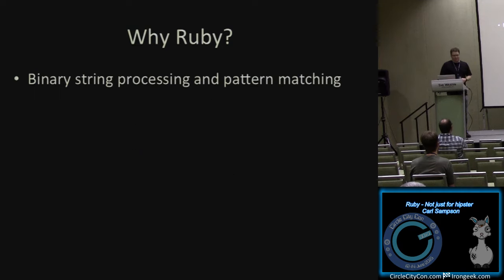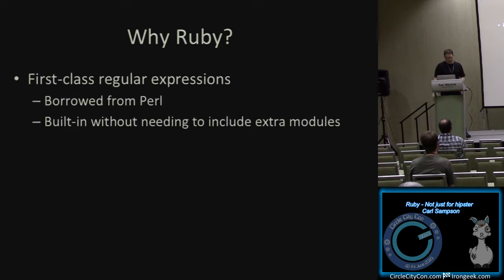Ruby's also very strong at binary string processing and pattern matching. Typically a lot of security testing involves creating binary things, sending them over a socket, fuzzing, and seeing what comes back. So its support for encoding and native regular expressions built in is really powerful for those types of things. You can do string encoding and Unicode support per string or per class, and you can really tweak it. Ruby has first-class regular expressions borrowed from Perl, and it's built in without needing to include extra things.